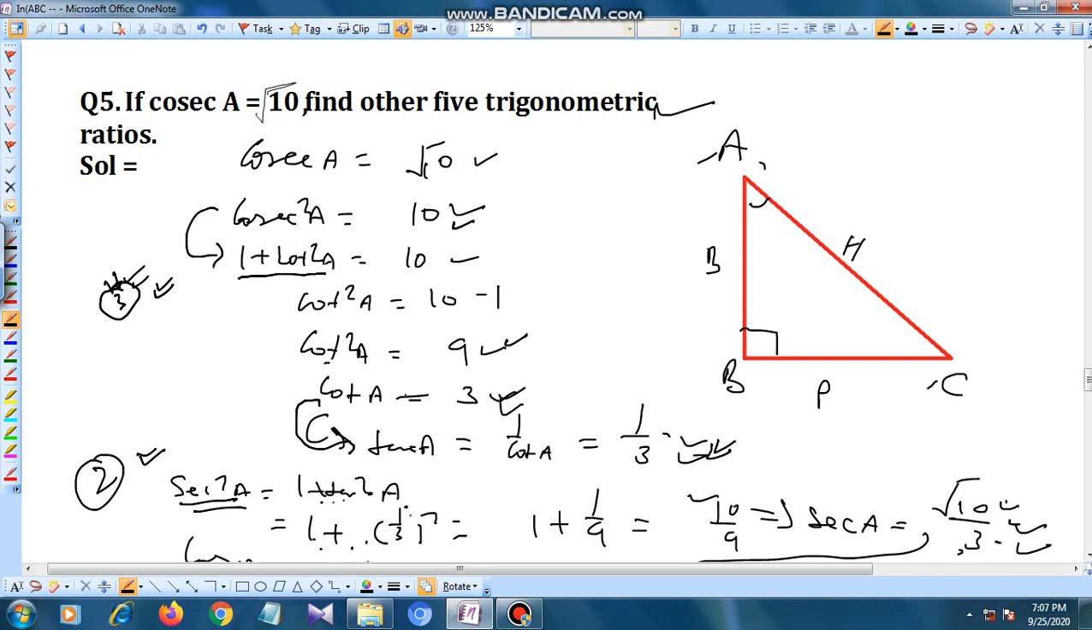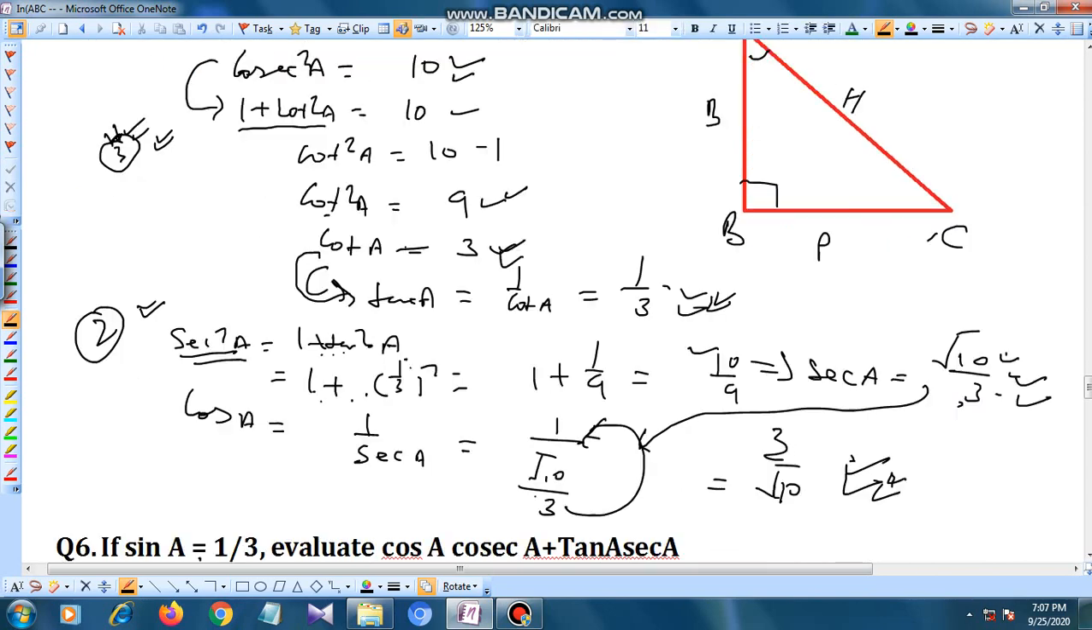And value of cos A, this is reciprocal of sec A. So cos A equal to 1 by sec A. So value of 1 by sec A is 1 by root 10 by 3. 3 goes up, so it will become 3 by root 10.